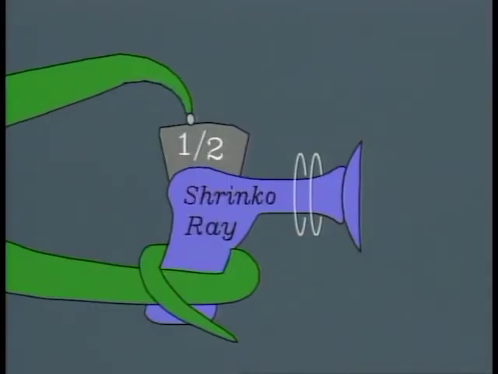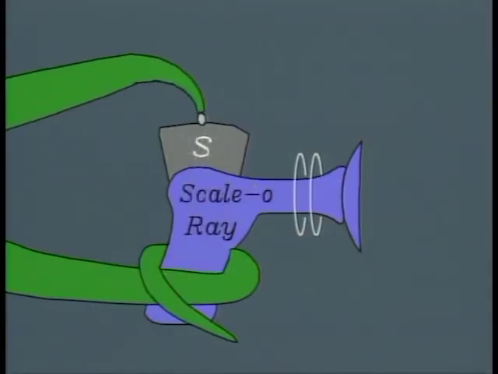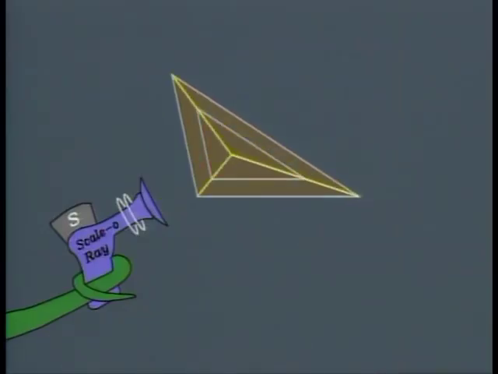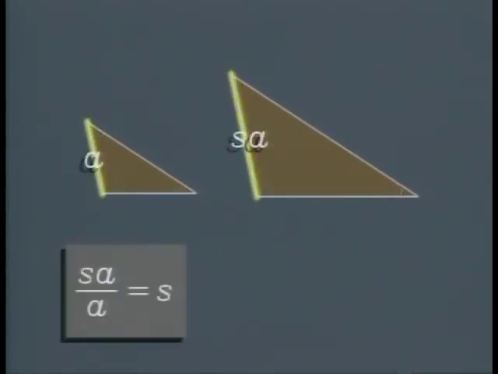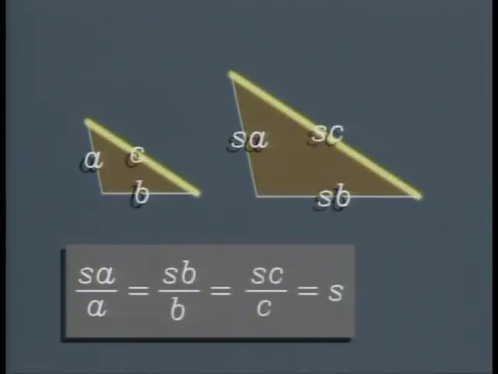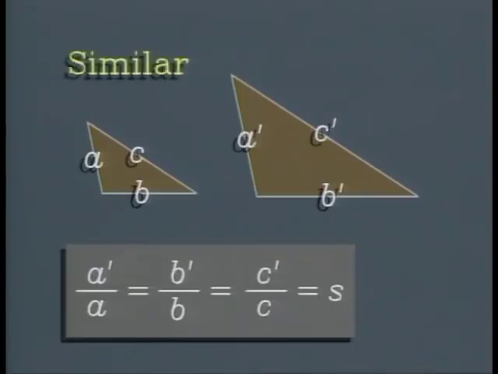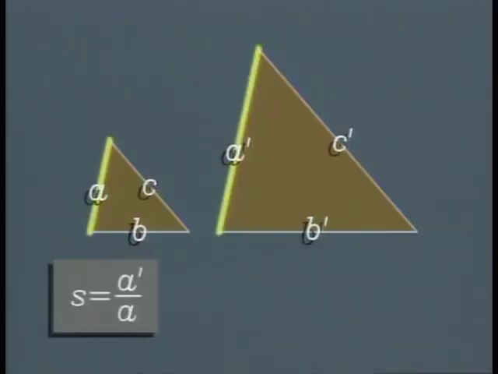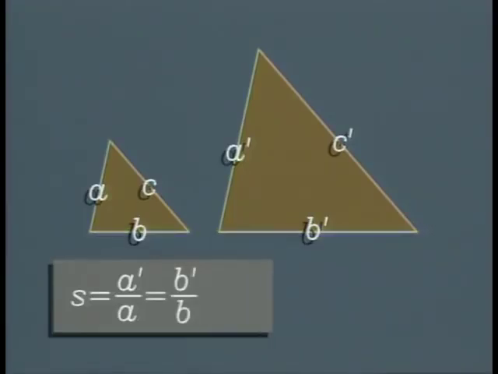In general, when we multiply the lengths of the sides of any triangle by a scaling factor, we obtain a new triangle whose angles are the same, ratios of corresponding sides are equal to the scaling factor, and the triangles are called similar. Scaling a triangle changes all line segments by the same factor.